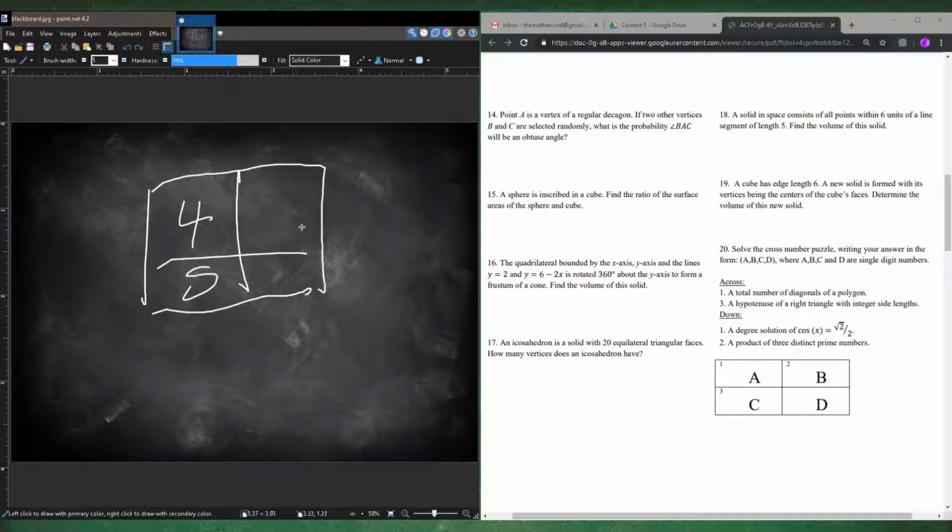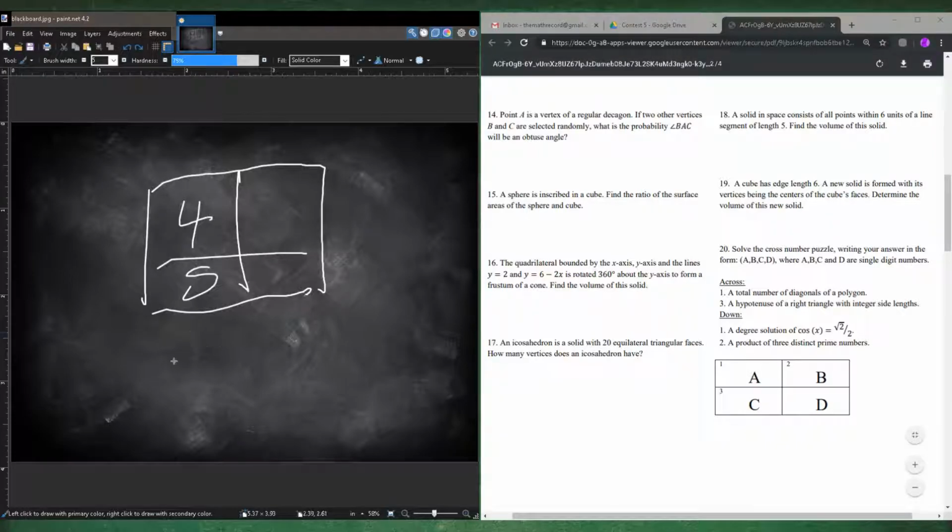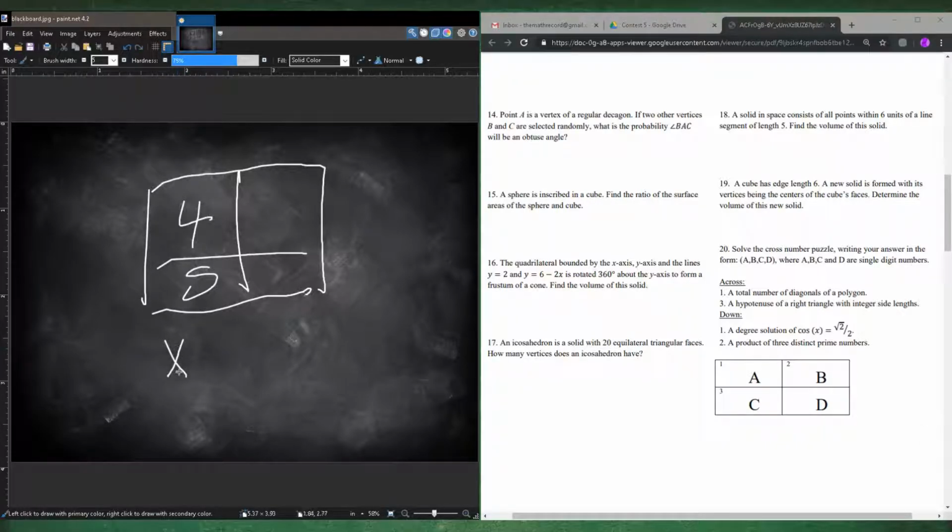And 2 is a product of 3 distinct prime numbers. We can't really think of anything like that, so we just find the numbers for the across ones now. So the number of diagonals of a polygon: if it has x sides, the formula is x times x minus 3 divided by 2. So using your calculator, you just need to find the amount that has 4 as the tens digit.